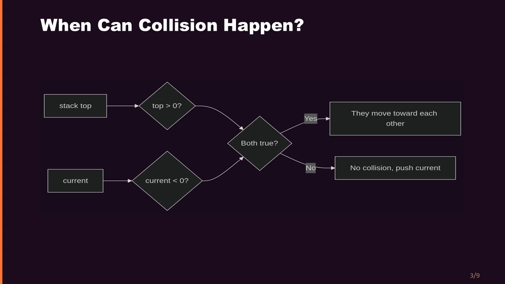The collision condition is the key. The stack top must be positive and the current asteroid must be negative. The top is moving right, current is moving left, so they move toward each other. If top is negative and current is positive, they are moving away from each other, so no collision happens.